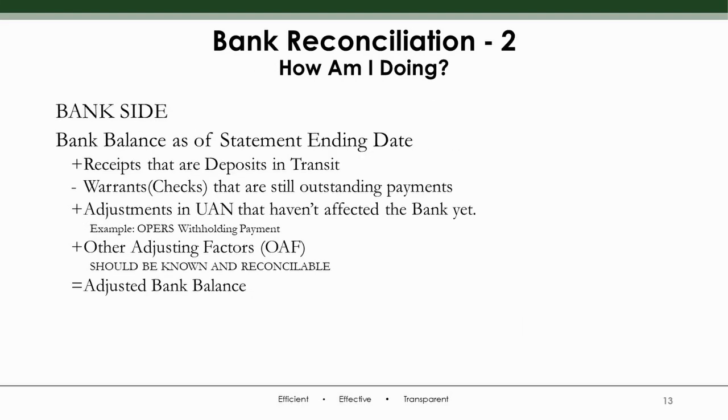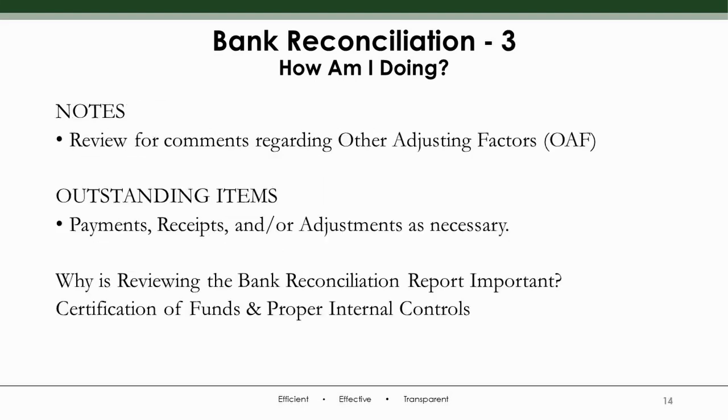Regarding the bank side, I would see the bank balance as of the statement ending date, which would reflect and match the same period within UAN. Any receipts that are deposited in transit, any warrants or checks that are still outstanding payments, adjustments in UAN that haven't affected the bank yet, such as an OPERS withholding payment, any other adjusting factors. Again, these should be known and reconcilable factors, which then gives me the adjusted bank balance.